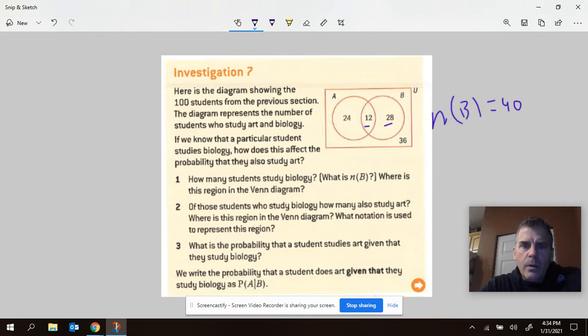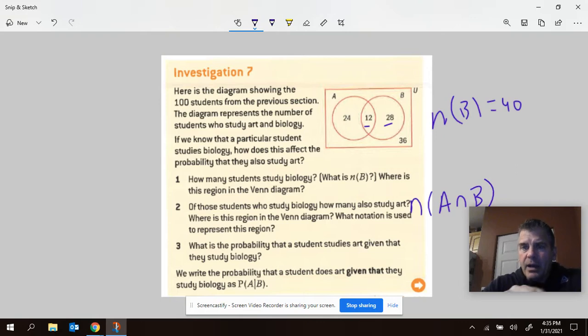Now what we want to know is not only where that region is, it's obviously all within B. They also want to know, of those students who study biology, how many also study art? That's where the intersection part is going to come in. That question is really about A intersected with B. That's just something to consider.